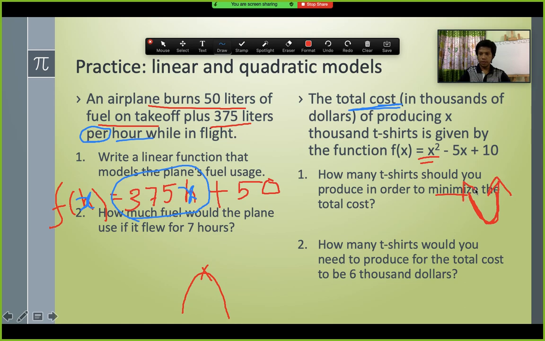That means the graph is like this. So this value is what? Lowest. This value is the lowest. That's why the question is minimum. The question is minimum, which means we have to find out the vertex x value.